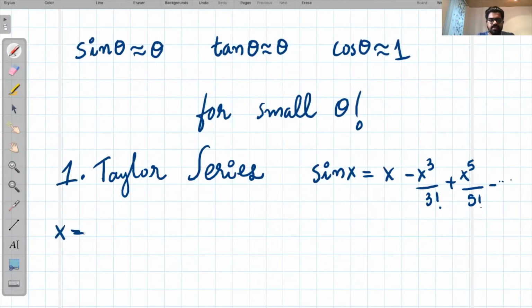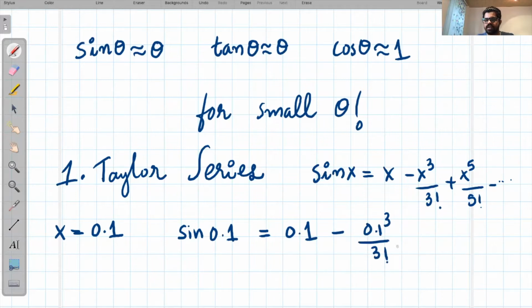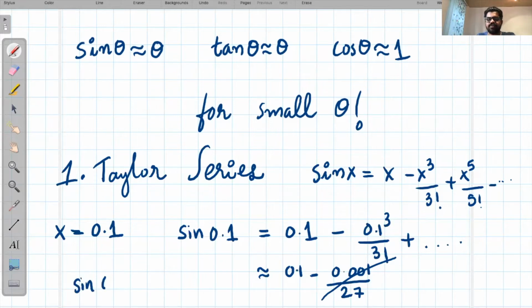Say x is a small number like 0.1. What is sine 0.1 according to the Taylor series? Which is 0.1 minus 0.1 cubed divided by 3 factorial plus higher order terms, which is approximately equal to 0.1 minus 0.1 cubed, which is 0.001, divided by 6, which is going to be an even smaller number compared to 0.1, which is the first term. So we neglect it with respect to the magnitude of 0.1. So we get sine of 0.1 is approximately equal to 0.1.